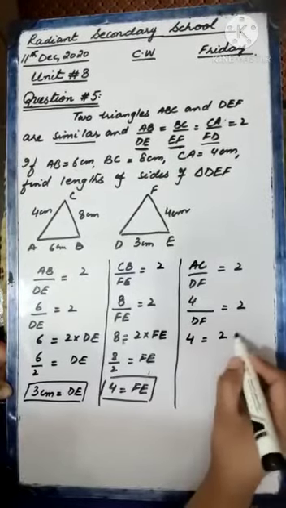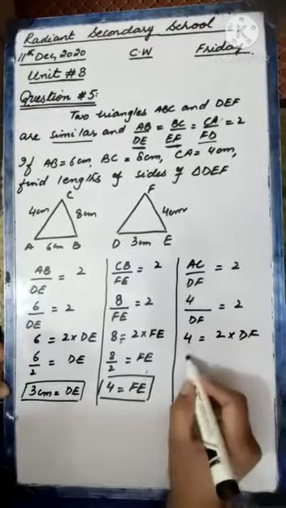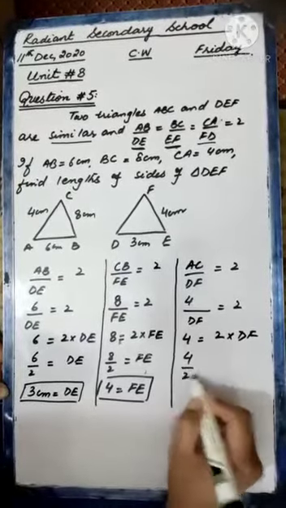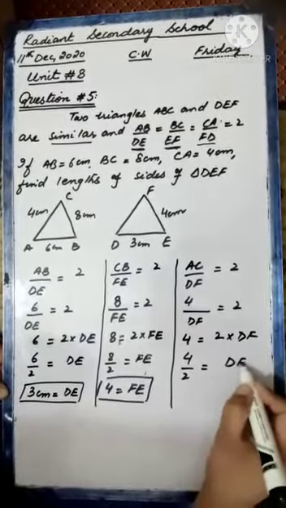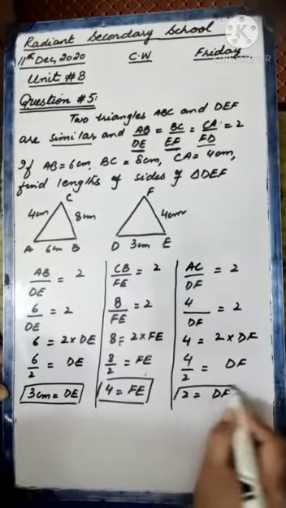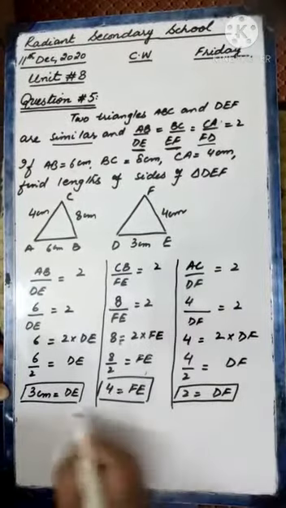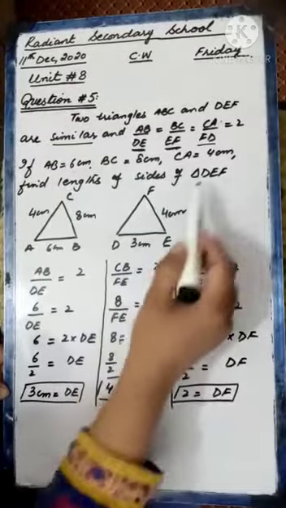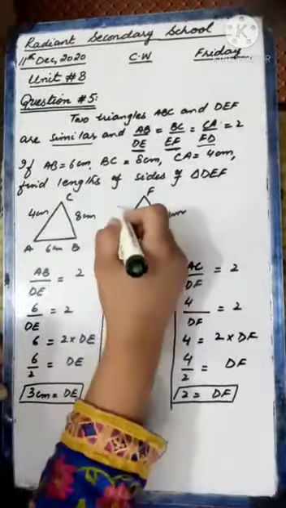DF will be multiplied by 2 and again 2 will be divided by 4. So the answer will be 2. Now these are the lengths of the sides of triangle DEF.